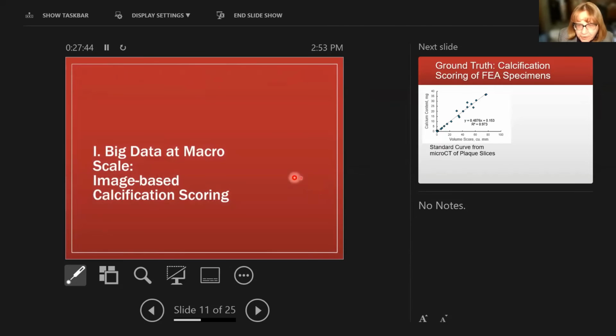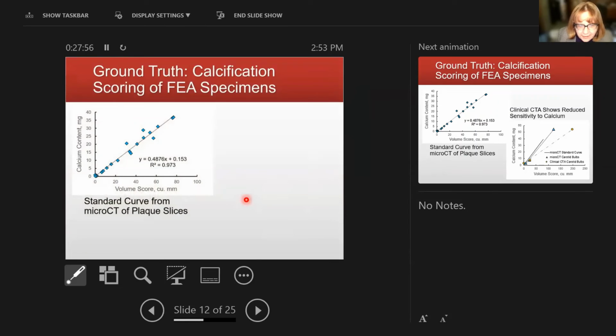The first part of this work is looking at the macro scale or tissue level scale by performing image-based calcium scoring. To establish our ground truth, we take the individual patient plaques and we do micro CT to develop a volumetric calcium score. Then we extract calcium from the plaque. You can see that there's a very good correlation between the volumetric calcium score and the actual calcium content of the plaque.